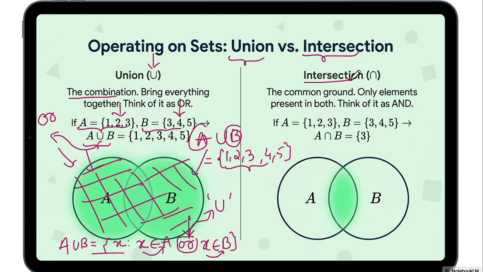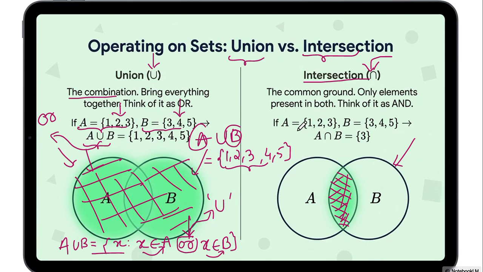The other side is the intersection. So for intersection, this symbol is there, inverted U. Okay, so intersection means only the common part. You can see the diagram. This is a set A, and on the other side we have set B. So intersection means only the common part in the sets A and B. Whatever common elements are there in the set A as well as B, that we have to write down.